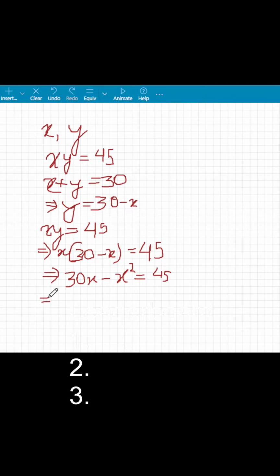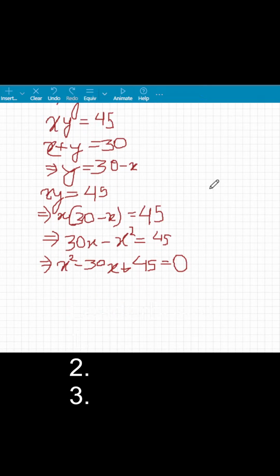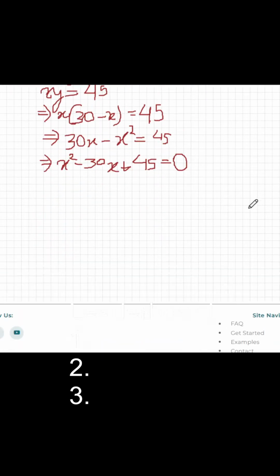So if we take all the terms to one side, it will become x square minus 30x plus 45 is equal to 0. So now we have this equation.